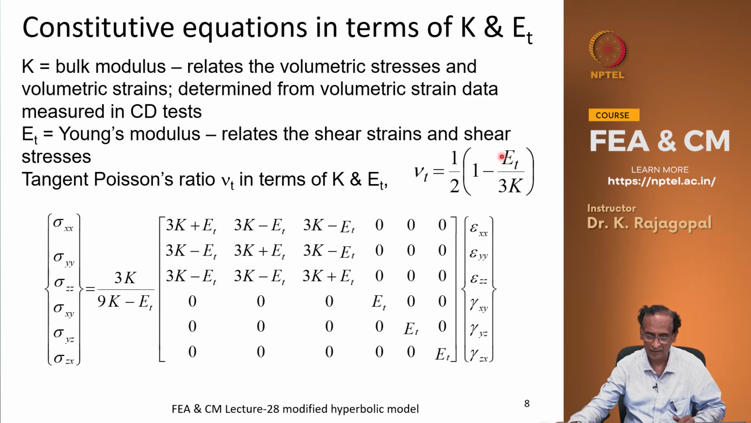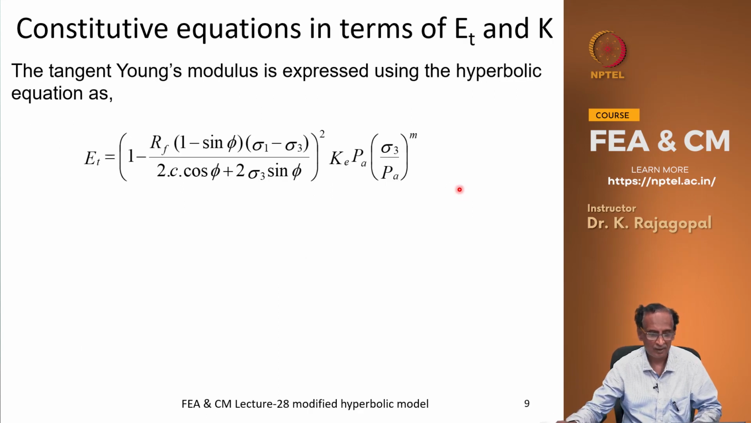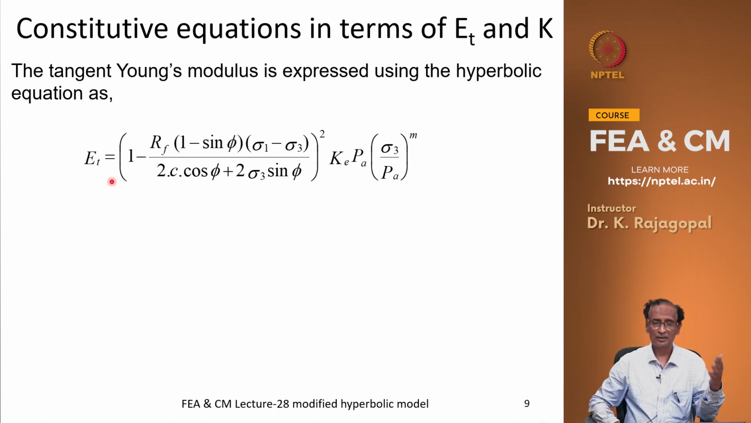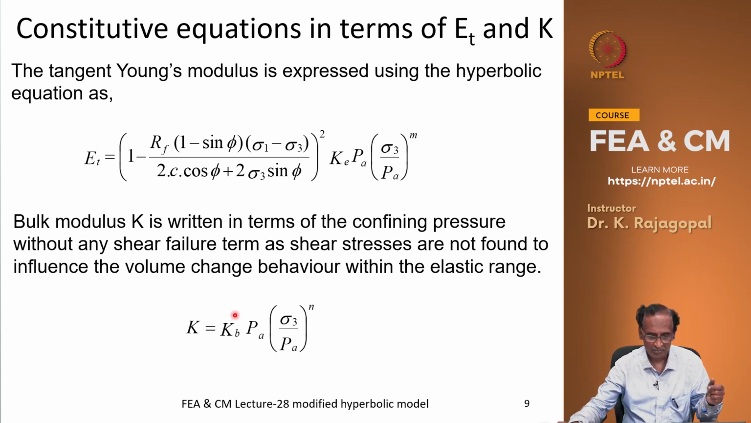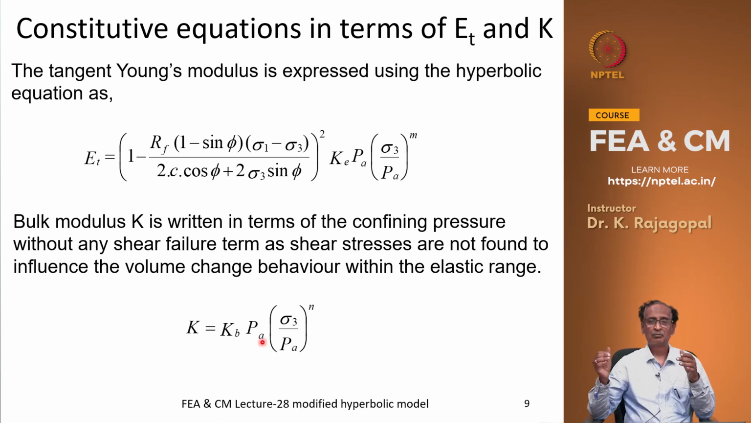As E tends towards 0, our Poisson's ratio tends towards 0.5, and our tangent Young's modulus is represented by the same equation that was derived earlier. The bulk modulus K is expressed in an equation similar to our initial modulus, as Kb times Pa, sigma 3 by Pa to the power n, and there is no shear failure term here because the shear stresses do not affect our bulk modulus.